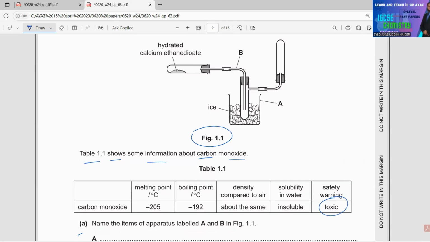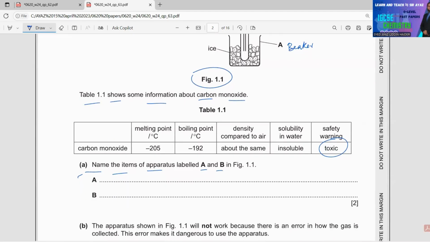A. Name the items of apparatus labeled A and B. A is definitely a beaker, and B is known as a delivery tube. So I will write it down: beaker and delivery tube.